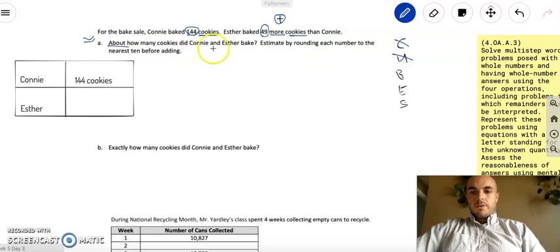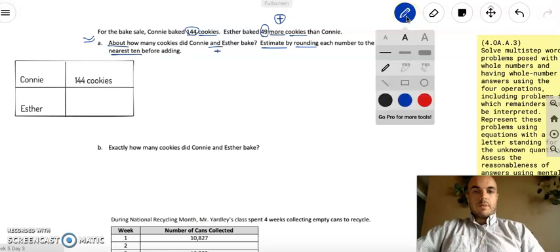So we want to find out this part right here. See this and? That tells us we're adding. So not only do I need to round, but I also need to add these two together to find a total. So I'm going to add to this chart here in just a second. So I need to estimate by rounding each number, so each tells me each one, to the nearest 10 before adding. All right, so it's actually giving me some steps. I have to first find out the exact for Esther. I'm going to round both of them to the tens place. And then I'm going to add those rounded numbers together to see about how many they baked together.